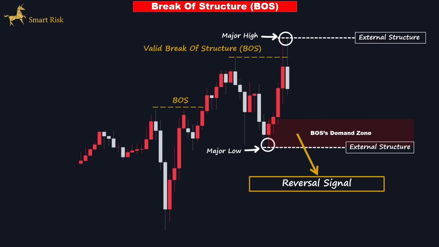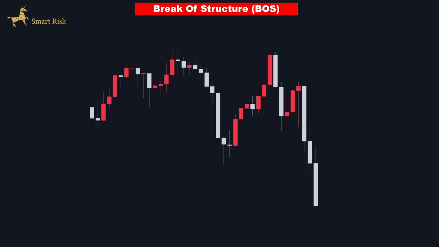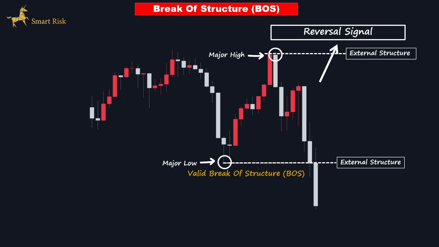Now let's briefly break down the bearish scenario, which is essentially the same as the bullish one. Consider a bearish market structure. To have a valid break of structure, we require the price to break and close below the most recent lower low with the body of a candle. Therefore, if the price breaks the newly generated major high to the upside, we consider it a trend reversal signal, indicating that sellers have lost control.